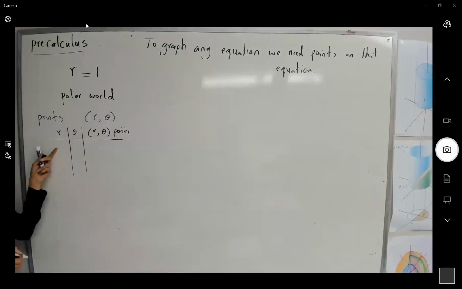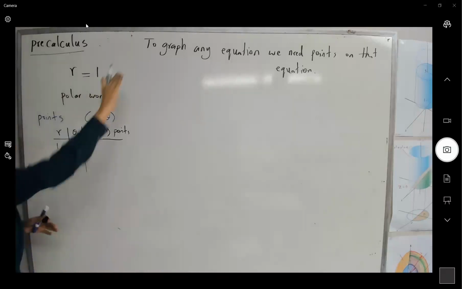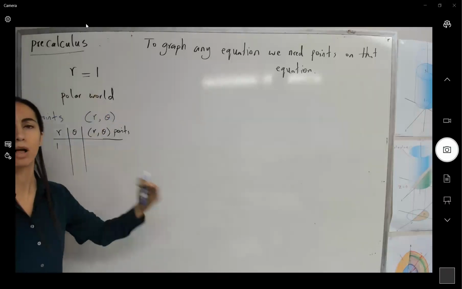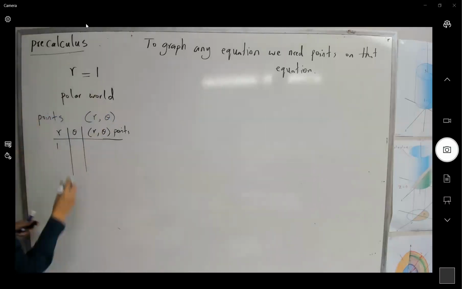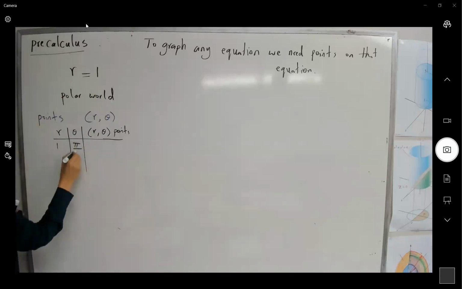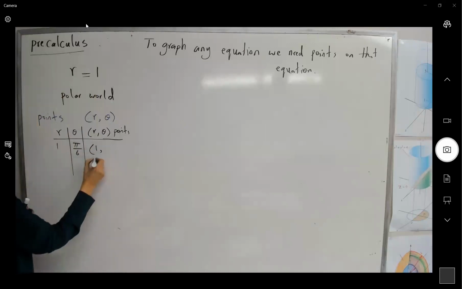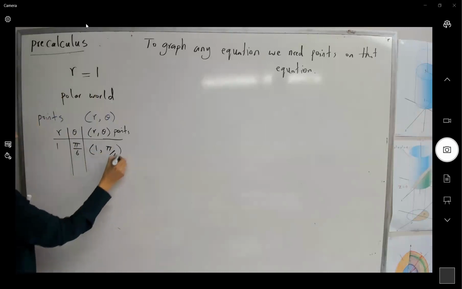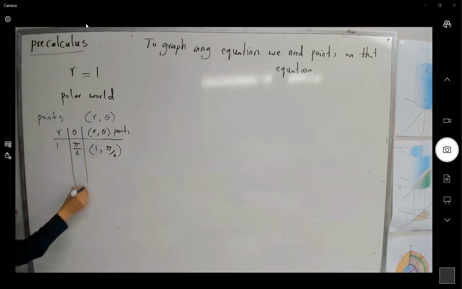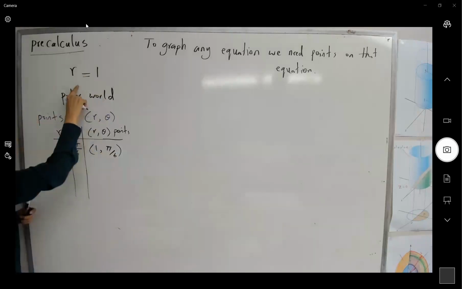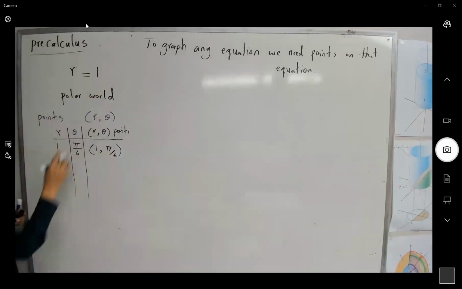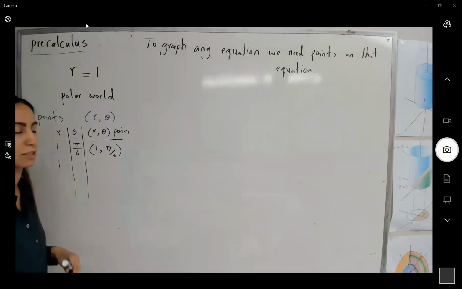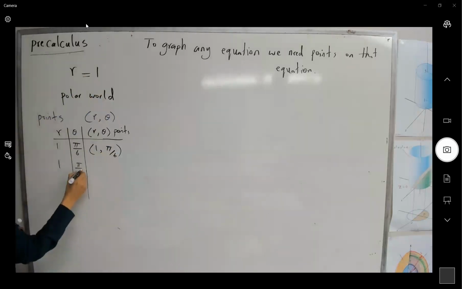So what is r? r is fixed, r is 1. What is theta? There is no restriction on theta. I can plug in any theta that I like. Pi over, I don't know, 6. So the first point is 1 and pi over 6. r is fixed. I cannot change r. r must be 1. What about theta? I can plug in any theta that I like. Like what? Pi over 4.